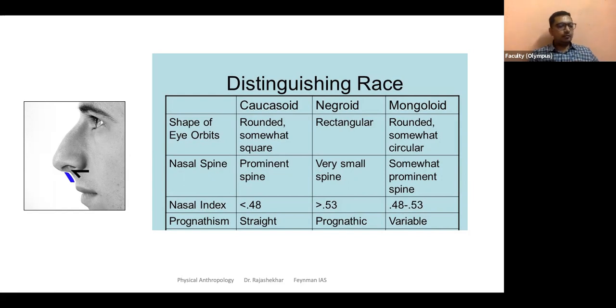Whereas Negroids have broader versions of the nose, short and broad noses, above 0.53. So narrow noses in Caucasoids, broad noses in Negroids, moderately broad noses in Mongoloids. Roughly.